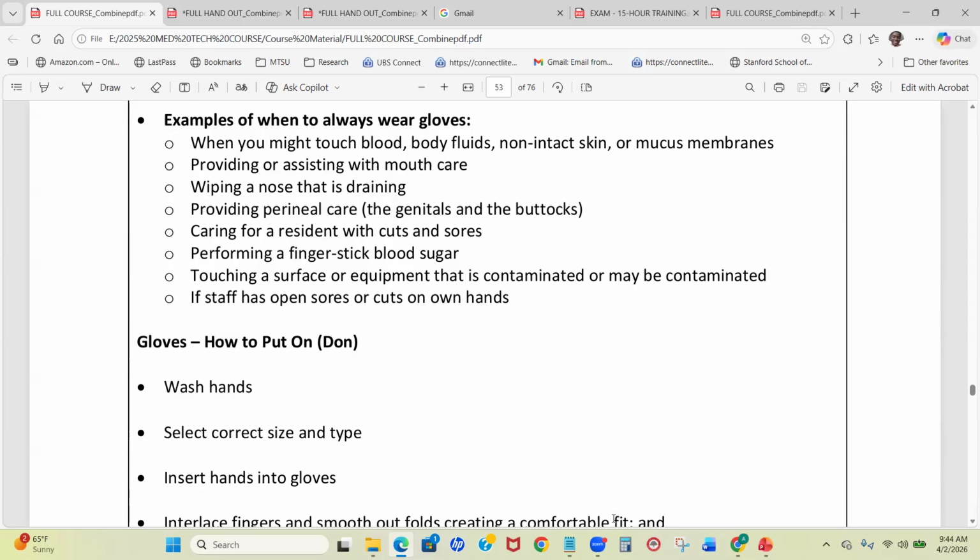When you have to prick them to get their blood sugar checked, touching surfaces that other things could have touched. If they have open sores, or if other staff have open sores, you need to wear gloves around them.